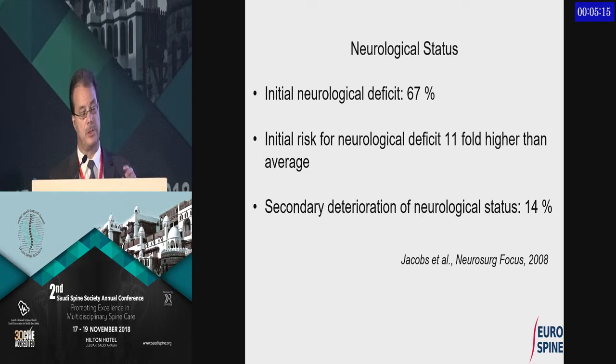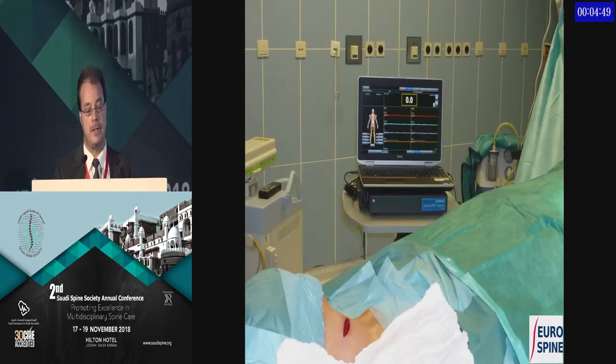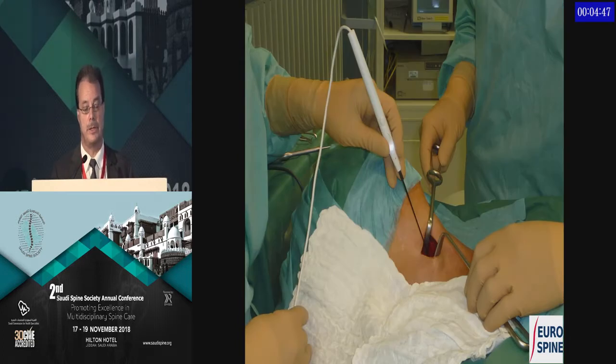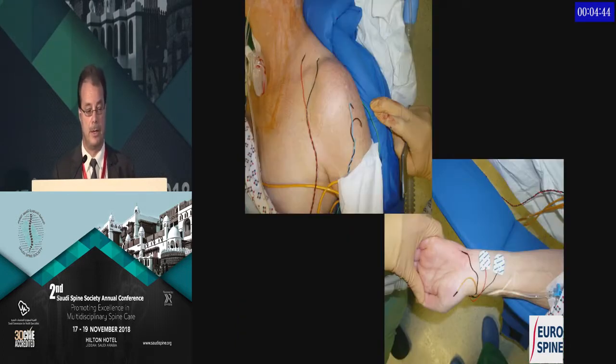If you have a look at the literature with ankylosing spondylitis, it is very obvious that the risk for initial neurological deficit is much higher than in any other type of injury of the cervical spine, and as a matter of fact, it is 11-fold higher than average. And also the risk of secondary deterioration of that neurological status is 14%. And this is why in these cases we use neuromonitoring. We heard a lot about that this morning.